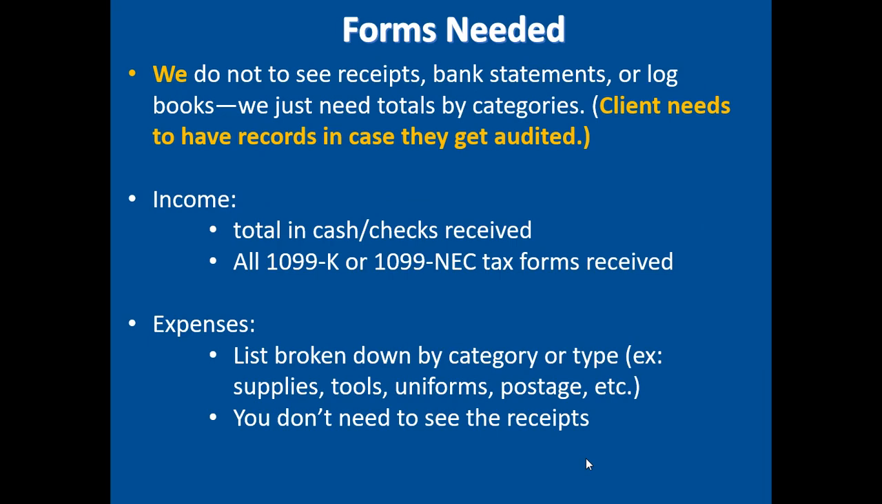There's also expenses. The expenses should be broken down by category or type, for example, supplies or tools or uniforms or postage. Again, we don't want to see all the receipts. We don't want to see every single time they purchased it. But we don't want one big total that says expenses $6,000, because IRS wants to know what it is. We should know what it is to make sure that they can claim it all. Again, we don't need to see the receipts. They should have it broken down for us. Again, they're ultimately responsible for what's on that tax return.